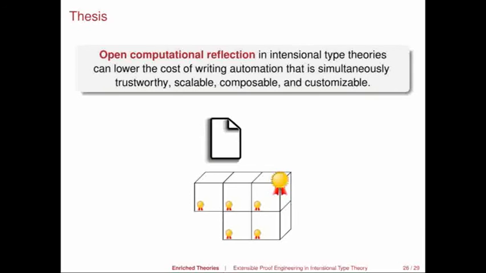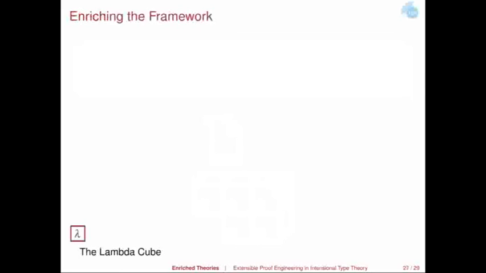Okay, so we talked about open computational reflection. It's great. We talked about how it's composable and customizable. We showed how it's scalable and how we get trustworthiness from the fact that we're in intensional type theory. Now, for those of you who are familiar with lambda calculi, you might ask, well, we picked the simply typed lambda calculus. That's pretty boring. What about everything else? So there's this cube called the lambda cube.